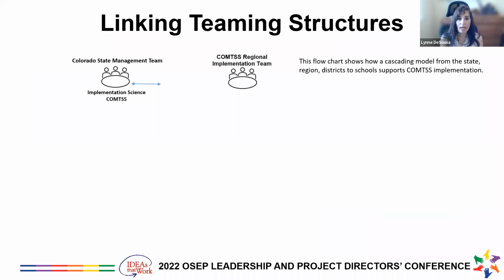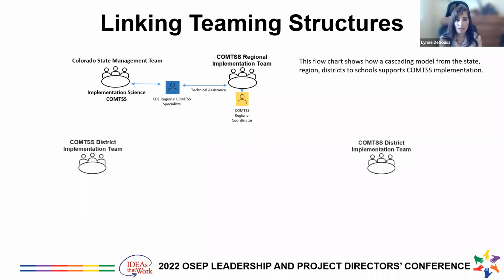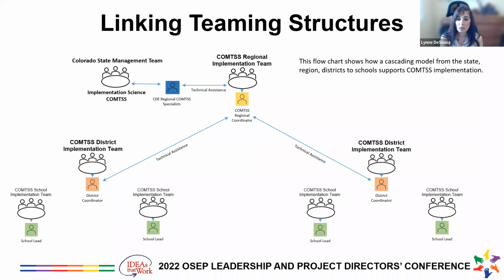I want to show you a little bit of what our teaming structure looks like and how we provide support through that cascading logic model that goes from the state level and moves all the way down to school level implementation. It starts with a Colorado state management team, and it provides support directly to those COMTSS regional coordinators through a specialist that's assigned to every one of those regions. In turn, the COMTSS regional coordinator provides technical assistance directly to district coordinators through technical assistance structures. And in turn, the district coordinators provide technical assistance to each partner school through their school leads.